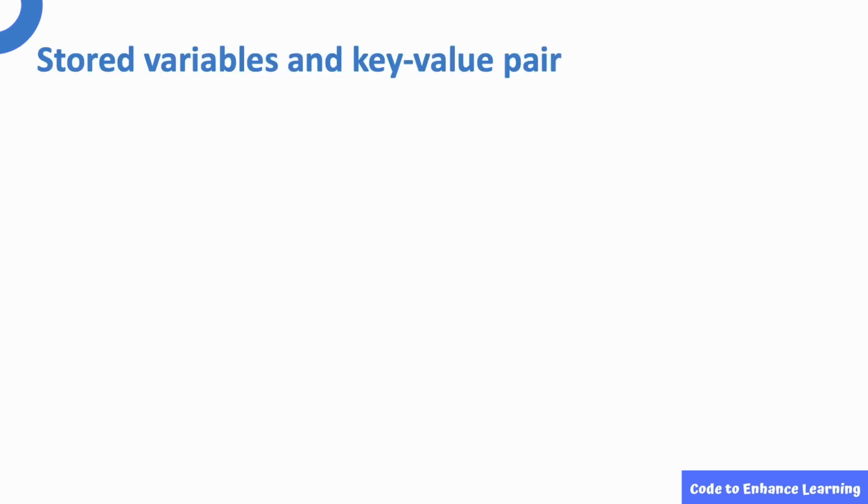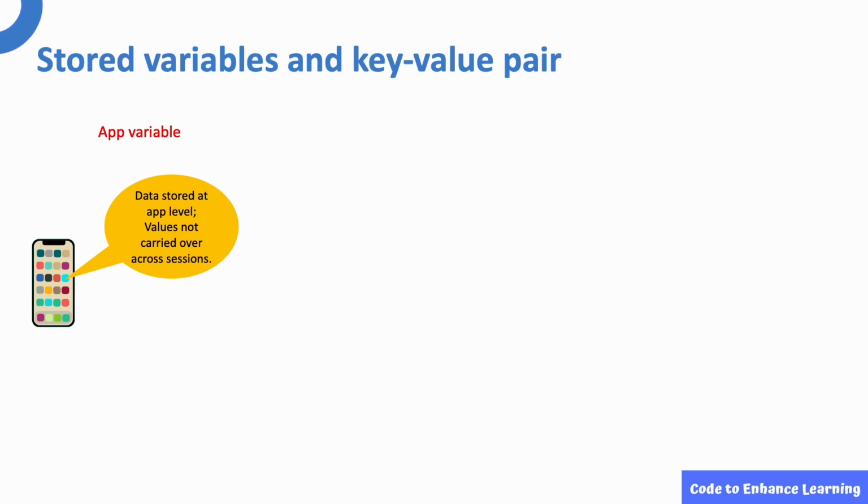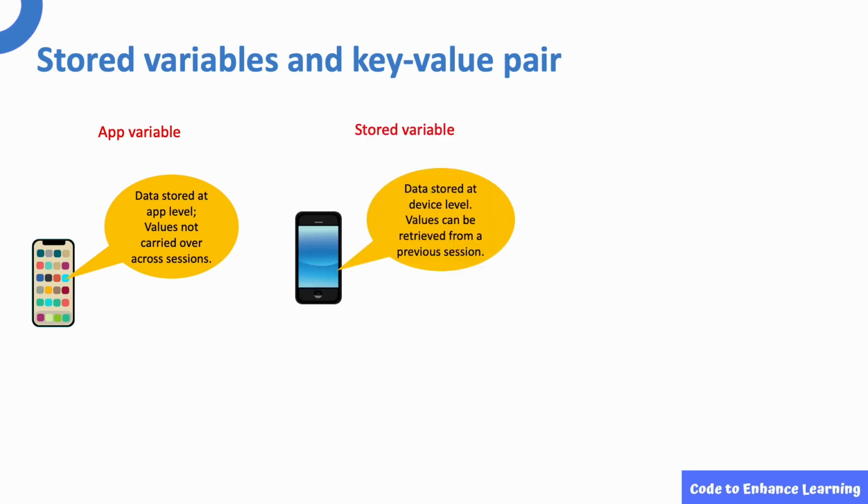Before we code screen 3, let us understand a bit more about variables that Thunkable offers. Till now, we have been using app variables in all of our projects. App variables work across screens and are stored in the app itself. Values are not carried over to the next session. Stored variables work across screens but is saved to the mobile device itself. This means that a stored variable can be retrieved from a previous session.